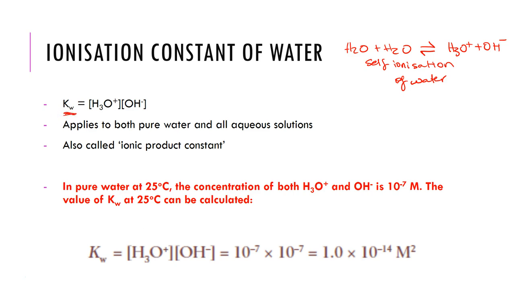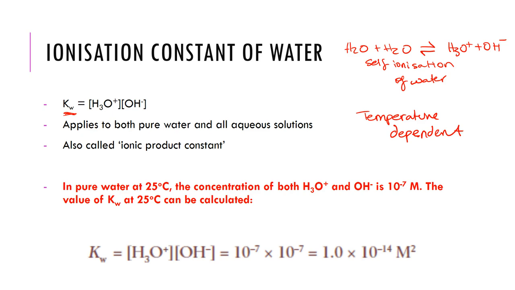We'll learn more about K when we do equilibrium, but for now, this is the key thing that we need to know, that the ionization constant of water is equal to the concentration of the hydronium ions multiplied by the concentration of OH minus. This is a temperature dependent value. Okay, so at different temperatures it will be a different value, and the one we use is for standard conditions, which is at 25 degrees C.